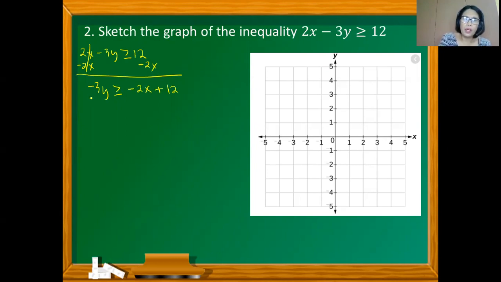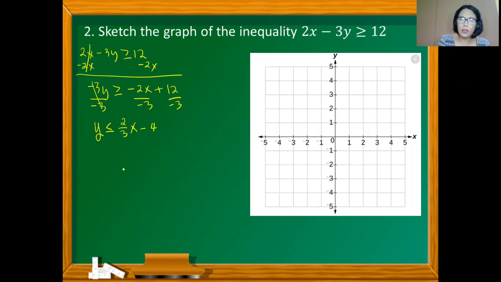So we will divide both sides of the inequality by negative 3 and then simplify. Since we are dividing by a negative expression on both sides of the inequality, we are required to reverse the inequality. So from greater than or equal to, this becomes less than or equal to, and then simplify. So this is 2/3 x minus 4.